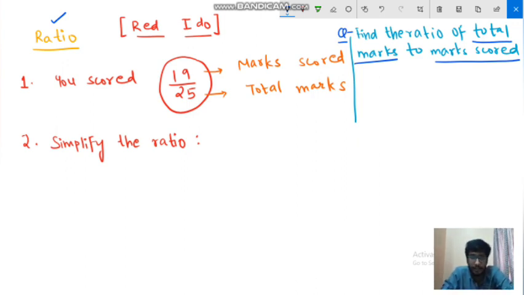Okay. So, the signal is red. Bhaiya is going to do. You are going to learn. And I will give you the time to write.